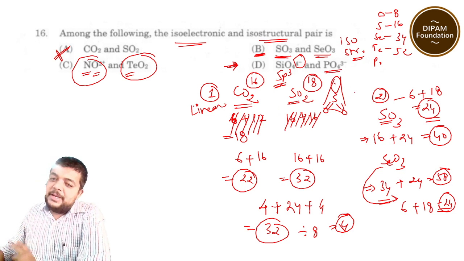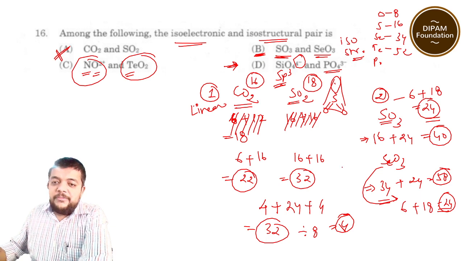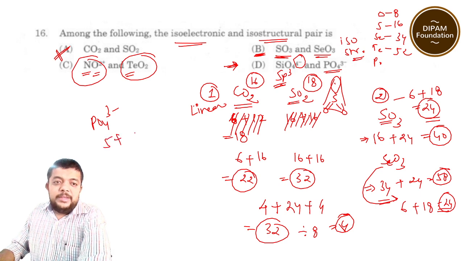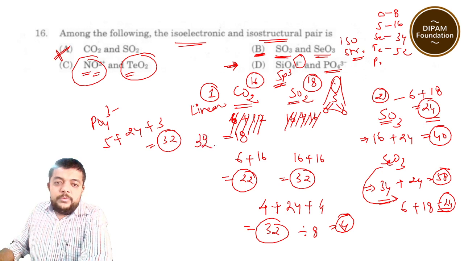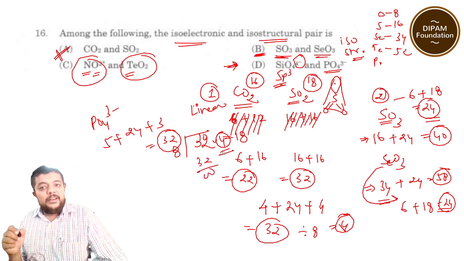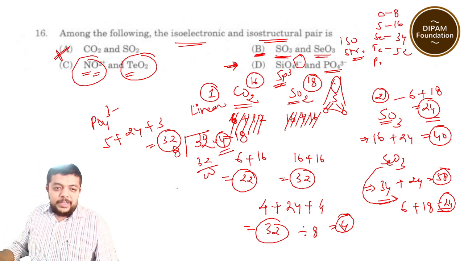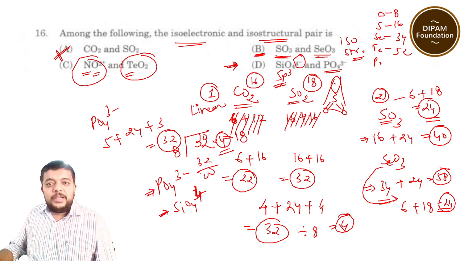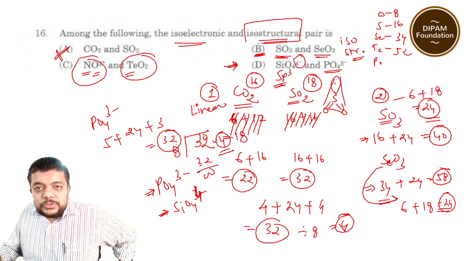When it comes to PO4 3 minus, we have already discussed it in the first lecture. Let me do it over here. Phosphorus has 5, 4 oxygens 24, and 3 extra. Again 32. When I have 32, I'll divide it by 8, so 4, it is sp3 and it is tetrahedral. So friends, over here, PO4 3 minus and SiO4 4 minus, I am very much sure that both are tetrahedral, so both are isostructural.